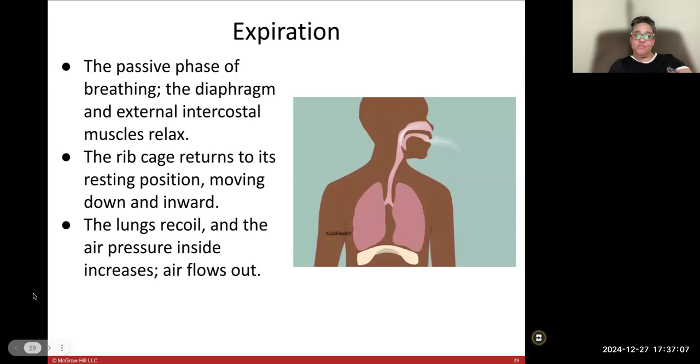Expiration is the passive phase of breathing. The diaphragm and external intercostal muscles relax. The rib cage returns to its resting position, moving down and inward. The lungs recoil and the air pressure inside increases while air flows out.